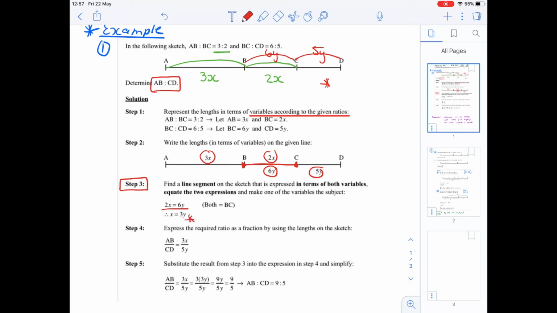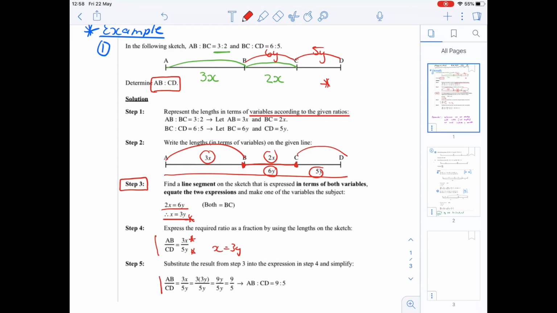So now if we've got that little fact here, we can express this whole segment in terms of either x's or y's. So in this particular case, we're going to express it in terms of y, because I've worked out that x is equal to 3y. So we need to go back to the original question, which is determine AB is to CD. So we express that ratio as a fraction by using the lengths on the sketch. So AB over CD is equal to, AB is going to be 3x over there, over CD, which is 5y. But we can't work with that because we've got two different variables. So we need to express it in terms of one variable. And we've got that because we've worked out that x is equal to 3y. So wherever we see an x, we replace it with 3y.